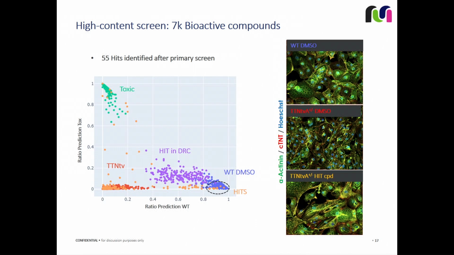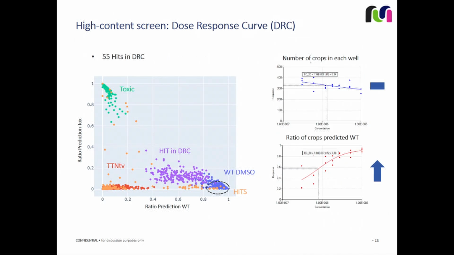This is how it looks. This is a TT and TV treated with a compound. This is our wild type here, very similar, and this is a TT and TV DMSO. So we start from here and we go from here to here.